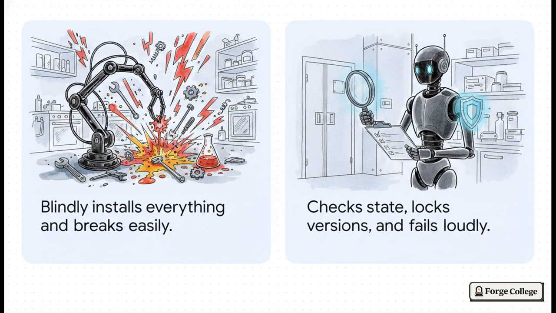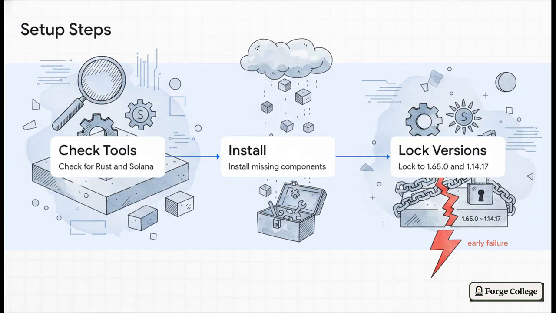A brittle script blindly tries to install everything, every single time you run it. It overwrites your custom paths, ignores existing configurations, and inevitably, it breaks something crucial. Our idempotent script, on the other hand, is smart. It actively checks the current state of your machine first. It strictly locks into specific, tested versions. And honestly, most importantly, if it finds a mismatched state it can't safely resolve, it fails loudly and immediately, alerting you to the exact problem. Basically, it only cleans up the kitchen if it's actually dirty. So what does this look like in practice? Well, our bash script will first check if the Rust toolchain and the solana-test-validator already exist on the machine. If they're missing, it installs them.